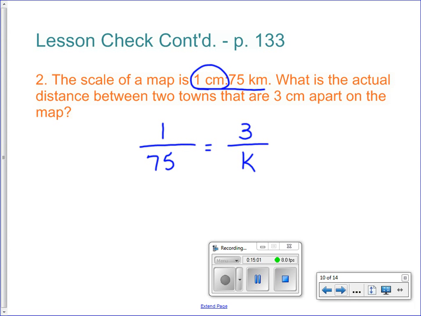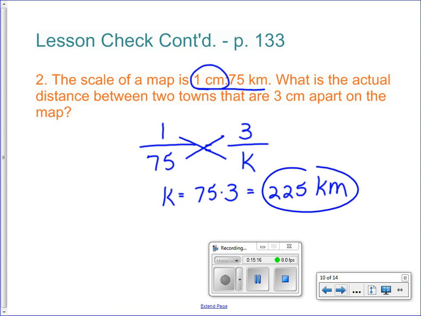And let's cross multiply. 1 times k is k. On the other side, we have 75 times 3, which gives us 225, and that would be kilometers. 225 kilometers between the two cities.